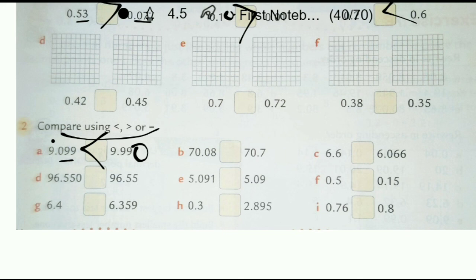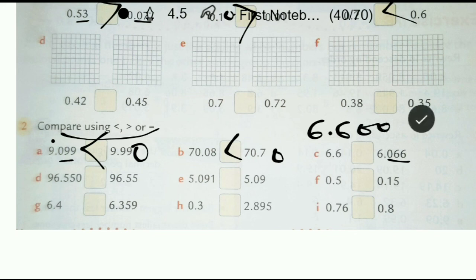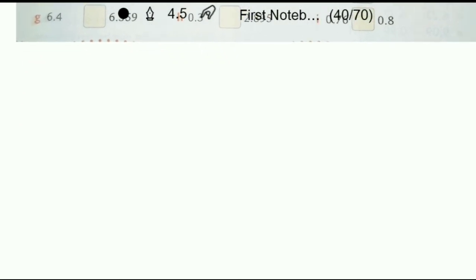In this one, 70.08 and here 70.7, we will put a 0. Which one is greater? 70 is equal, so now here is 0.08 and here is 0.7. So 0.7 is greater. In this one, 6.6 and here three digits are there, so we can write 6.600 and here is 6.066. The greater number is 6.600. Like this you can do all the questions.